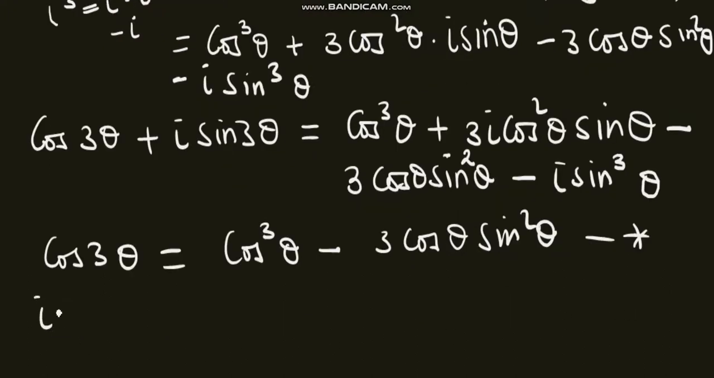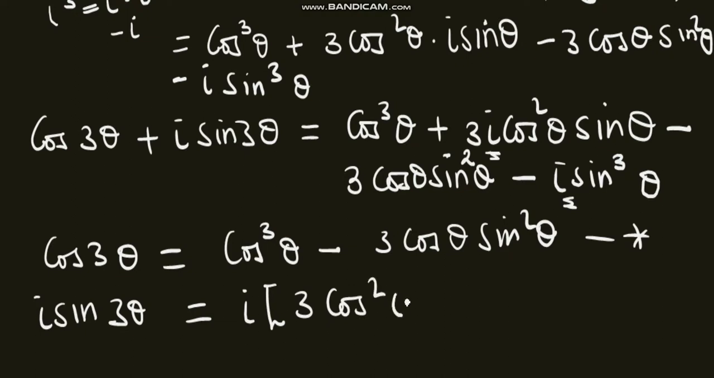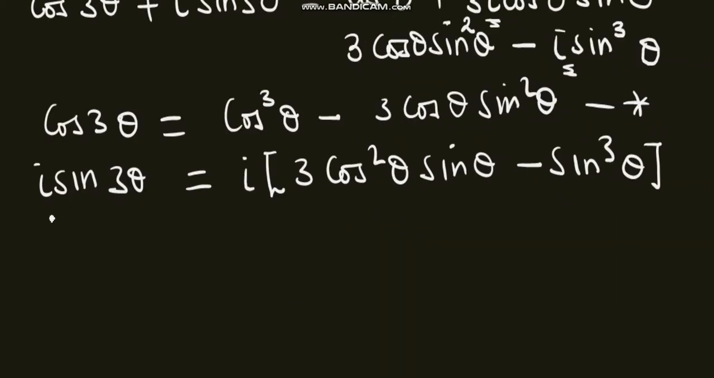Also, we have i sine 3 theta on the left. It is equal to the complex terms on the right. So we shall have i, open brackets, 3 cos squared theta sine theta minus sine cubed theta. And this i can be cancelled out.